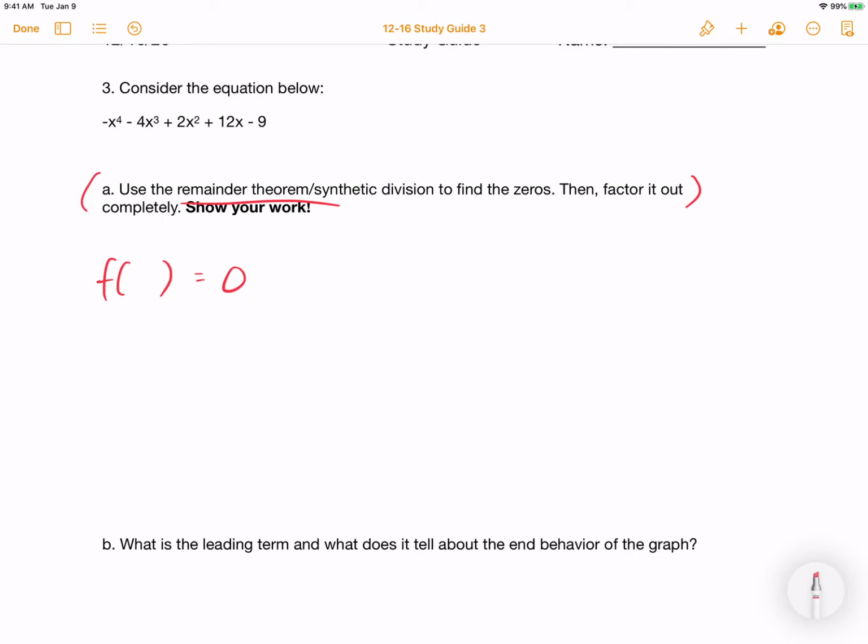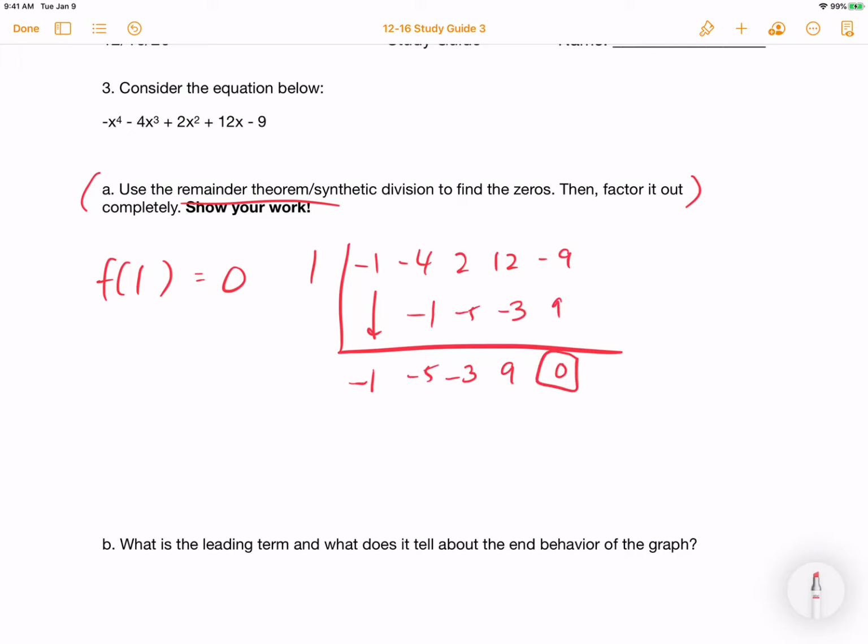Okay, one of the zeros definitely did happen to be at 1, so I'm going to just use 1. And 1 here, negative 1, negative 4, 2, 12, and negative 9. Of course, showing your work would be all this. Negative 1, negative 1, negative 5, negative 5, negative 3, 9, 9, 0. I'm going to use another remainder theorem, and let's try doing ones one more time and see what happens.